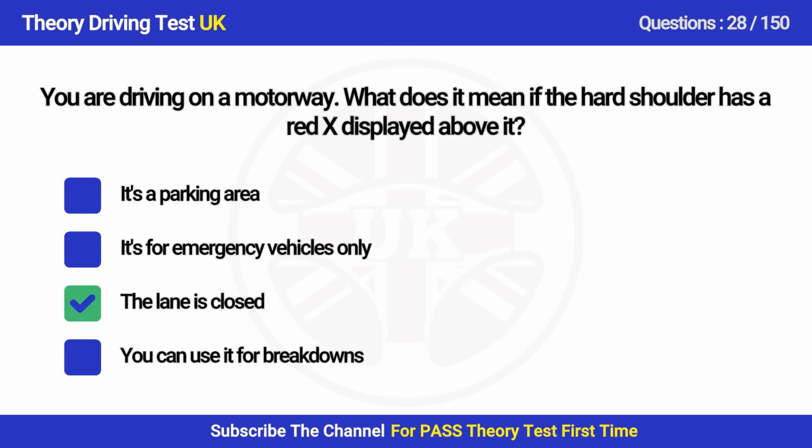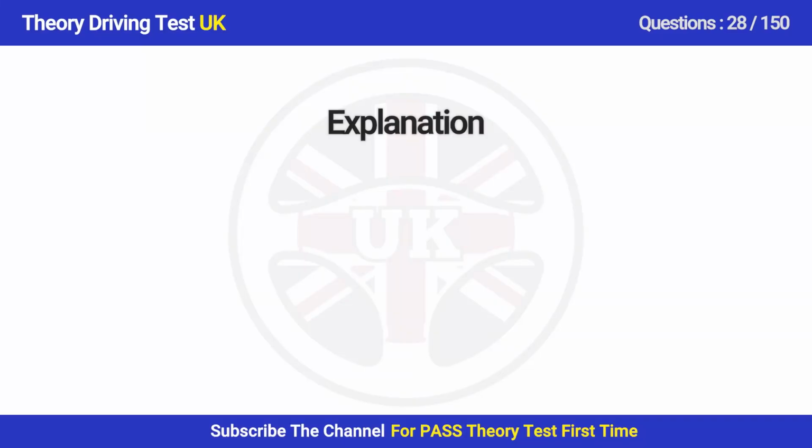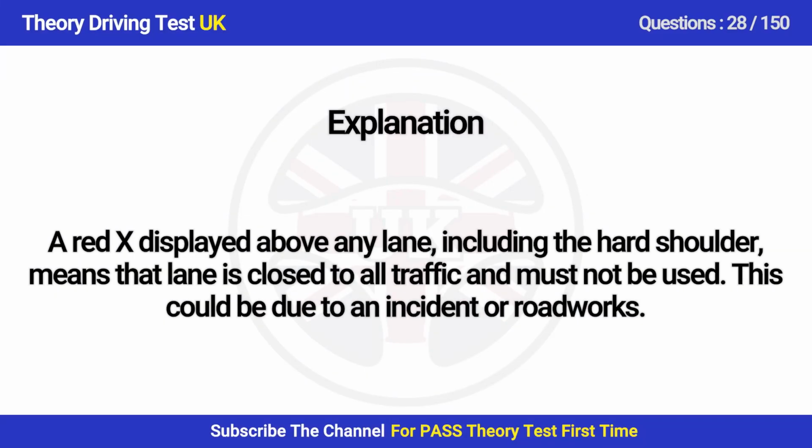Answer is C, the lane is closed. A red X displayed above any lane, including the hard shoulder, means that lane is closed to all traffic and must not be used. This could be due to an incident or roadworks.